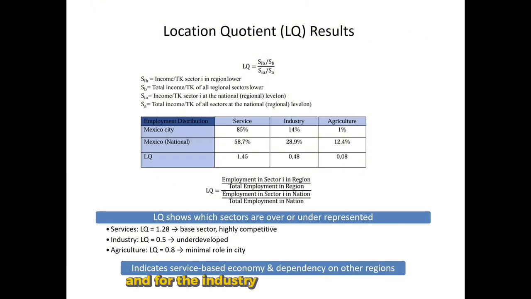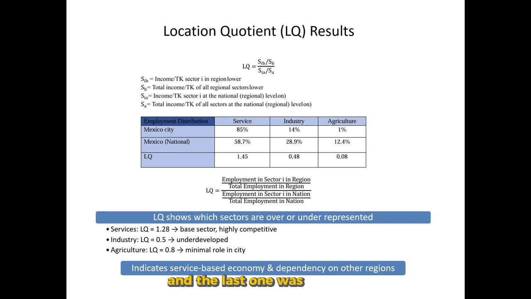And for the industry, the LQ was equal to 0.48. That means it was a non-base sector, less significant in Mexico City. So the industry is underrepresented in Mexico City compared to the national economy, meaning it is not a base sector. So the city likely imports industrial goods from other regions instead of producing them locally.